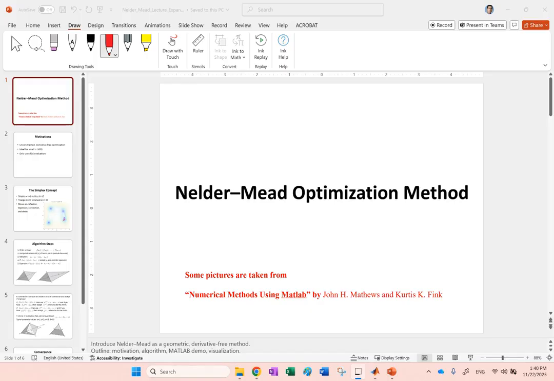Just need to mention that a few of the pictures are taken from this great book, Numerical Methods Using MATLAB, by John Matthews and Curtis Fink.